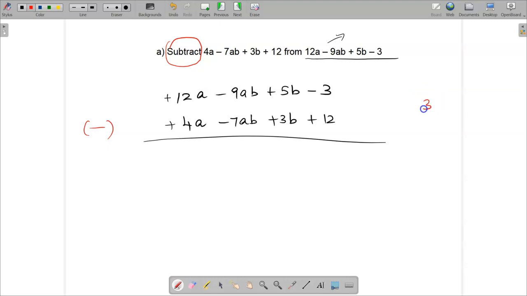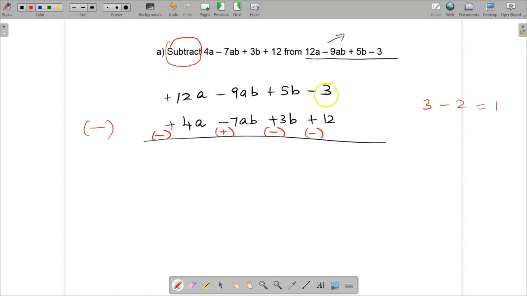For example, if we have 3 and 2, and we need to subtract, this plus 2 will become minus, so it becomes 1. Similarly for each and every term we need to change the sign. Plus will become minus, minus will become plus, plus will become minus, plus will become minus. So here we consider it as minus 4a plus 7ab minus 3b minus 12.